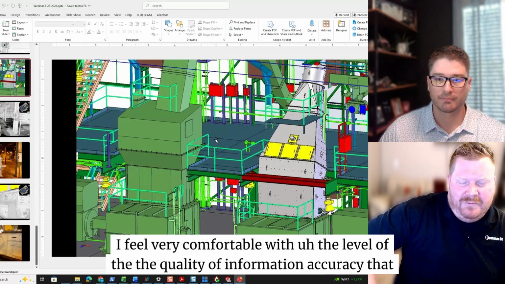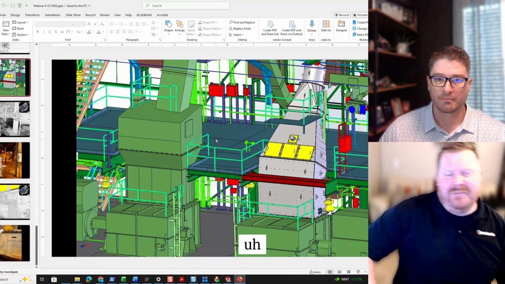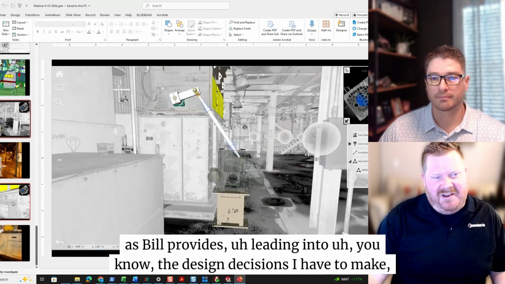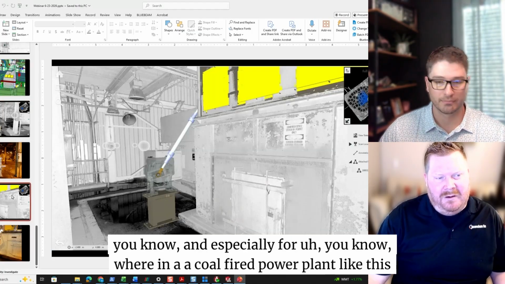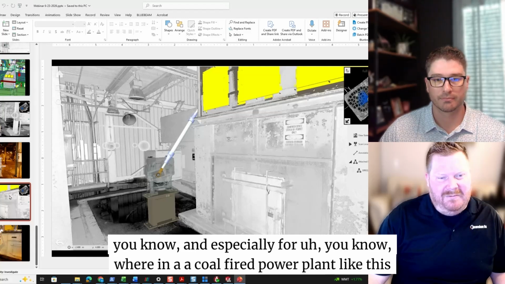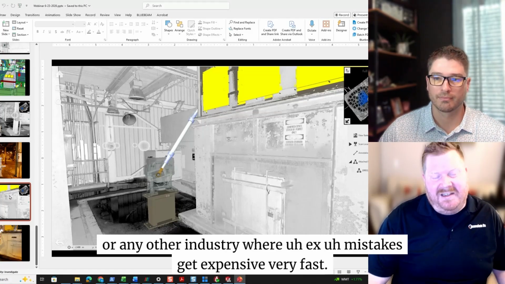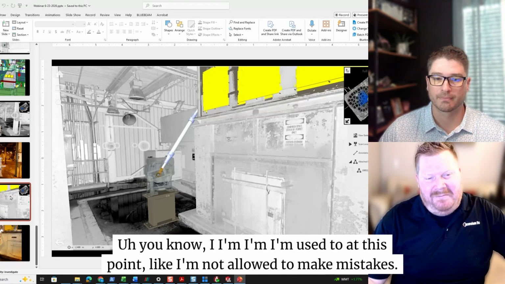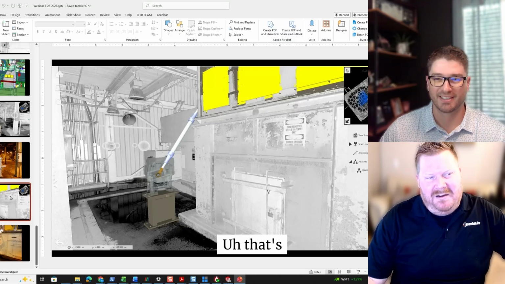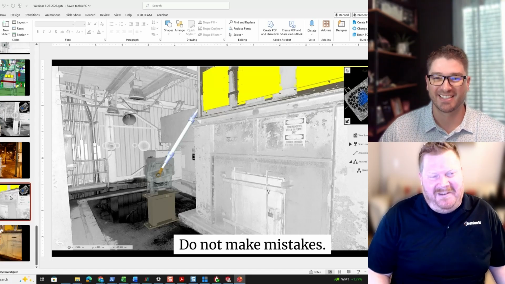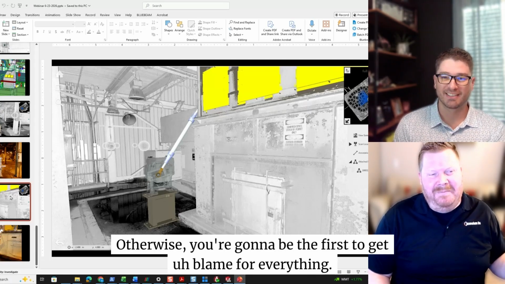And I feel very comfortable with the quality of information and accuracy that AsBuilt provides, leading into the design decisions I have to make, and especially in a coal-fired power plant like this or any other industry where mistakes get expensive very fast. I'm used to it at this point, like I'm not allowed to make mistakes. That's pretty much my job description. Do not make mistakes, otherwise you're going to be the first to get the blame for everything.